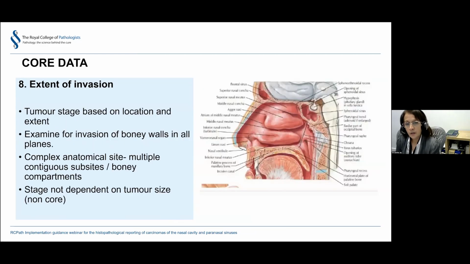The extent of invasion of tumors is extremely important in the sinonasal region, because the tumor stage depends on the tumor location and its extent across the different bony walls. So we have to sample the tumor in such a way that we're able to convey the message to the clinician that the tumor has invaded the posterior wall of the maxillary sinus or the medial wall or the superior wall, etc.